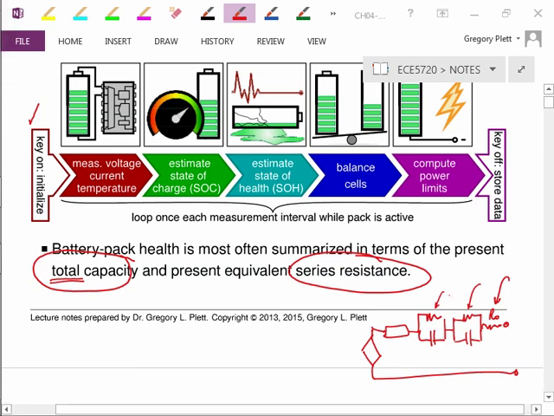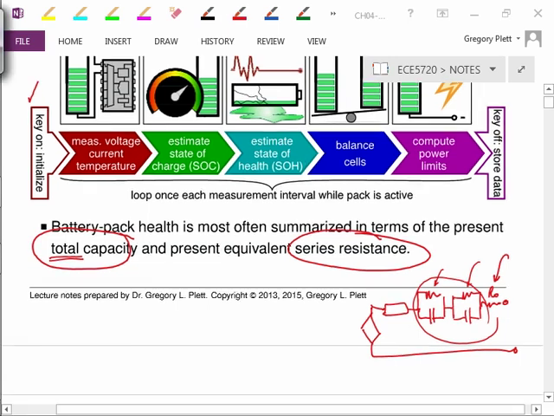Either one of those could be considered as an indicator of aging, although these resistances here are also going to modify some time constants of the cell, whereas R0 does not. So you could identify one, or you could try to identify all of those in your state of health estimator. It depends on what your requirements turn out to be.